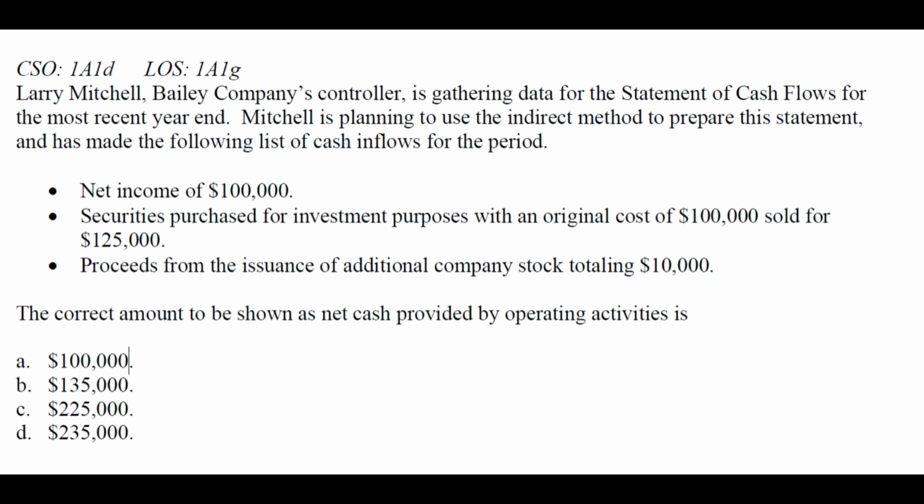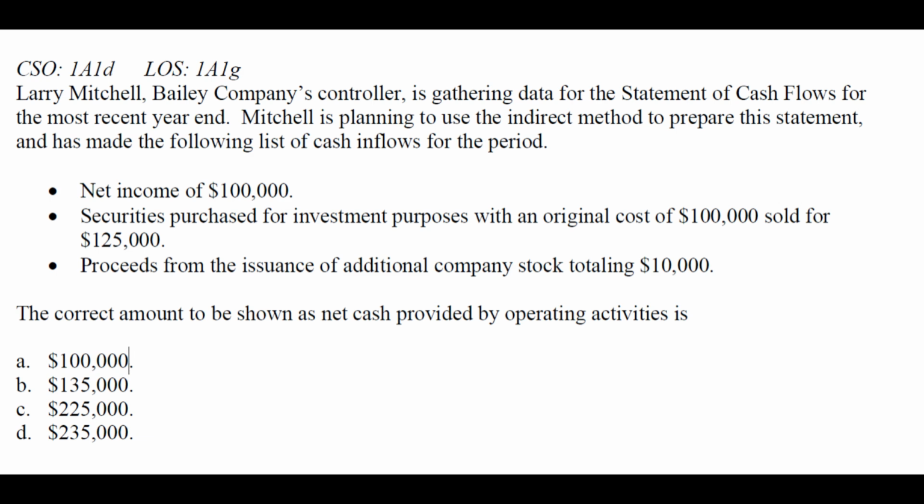A. $100,000. Correct. This is the correct operating cash flow because the other two transactions belong to investing and financing activities. B. $135,000. Incorrect. This incorrectly adds the proceeds from selling investments to operating activities. C. $225,000. Incorrect. This incorrectly combines net income with investing proceeds.